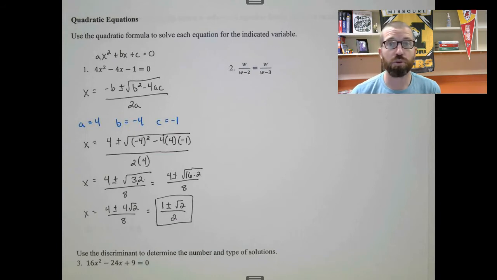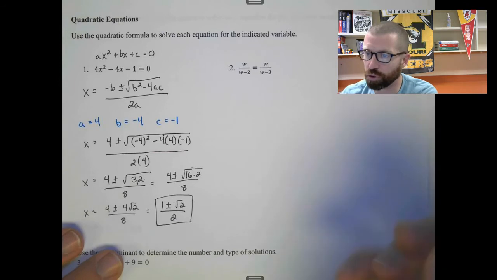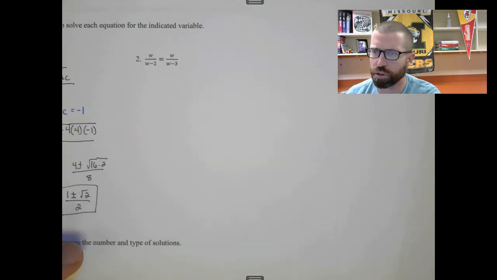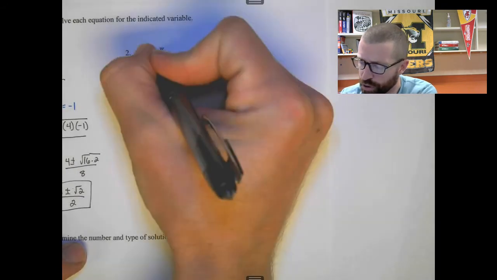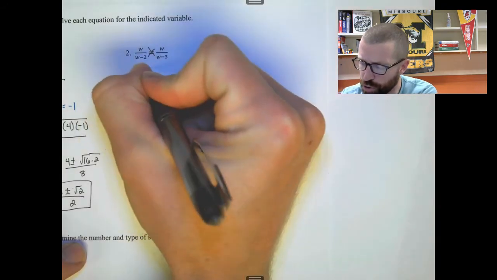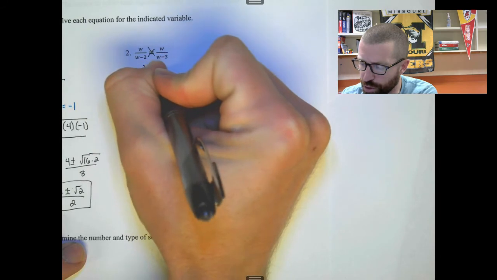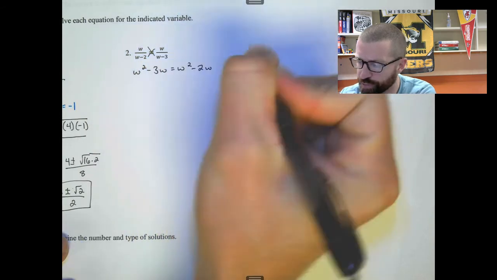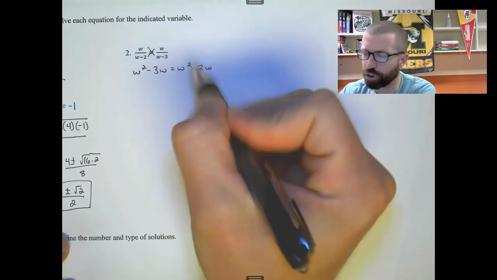Okay, so try number 2 on your own. This is one where you have to cross multiply. So we're going to slide this over a little bit. And you get w squared minus 3w is equal to w squared minus 2w. And so make sure you distribute.